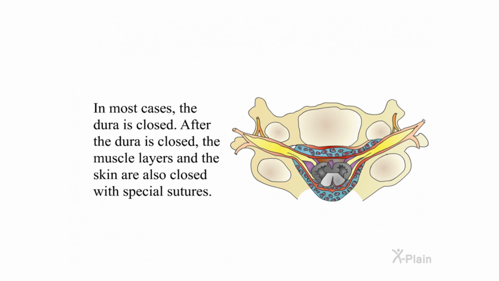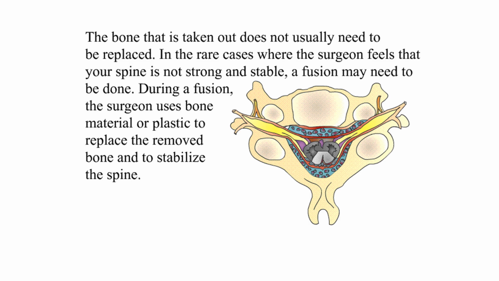In most cases, the dura is closed. After the dura is closed, the muscle layers and the skin are also closed with special sutures. The bone that is taken out does not usually need to be replaced. In the rare cases where the surgeon feels that your spine is not strong and stable, a fusion may need to be done. During a fusion, the surgeon uses bone material or plastic to replace the removed bone and to stabilize the spine.